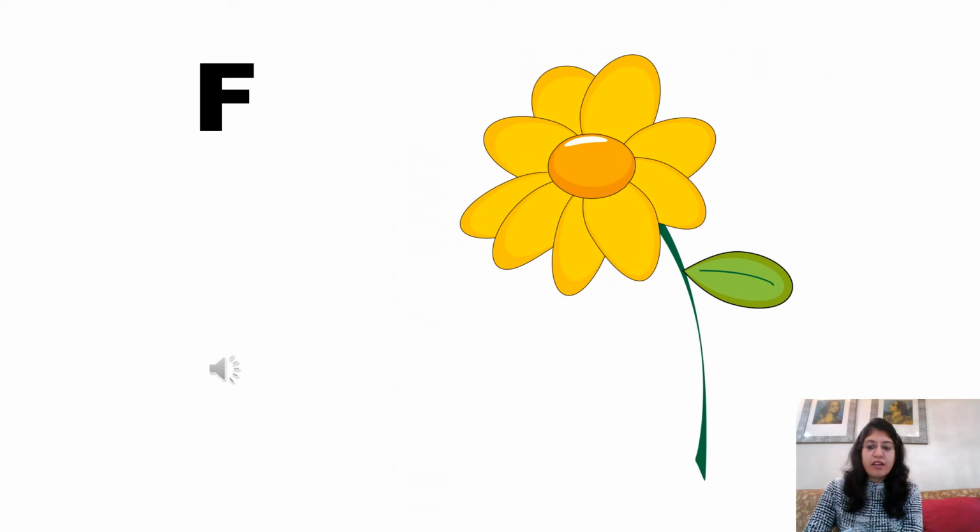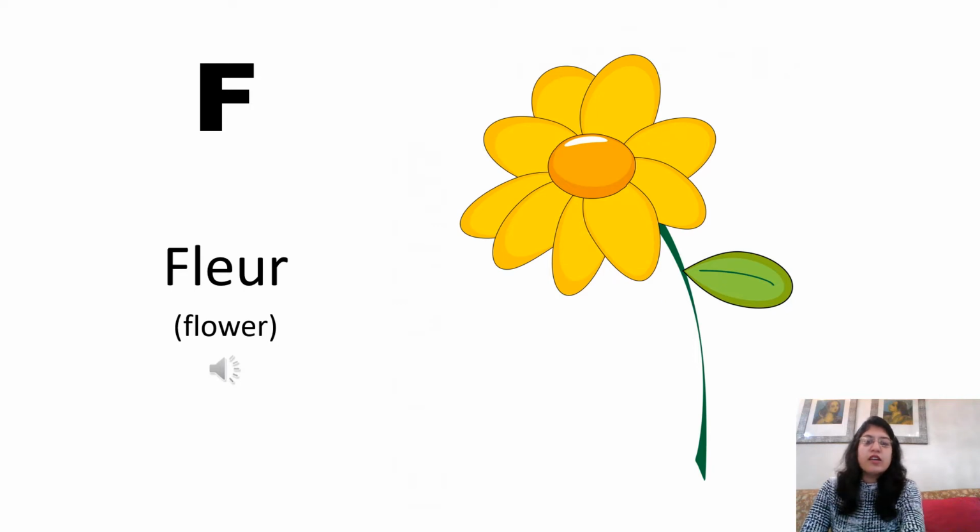F is called F in French also. F stands for fleur. So the EUR sound is the sound. Now listen to the pronunciation of the native French speaker. Fleur. Again, fleur.